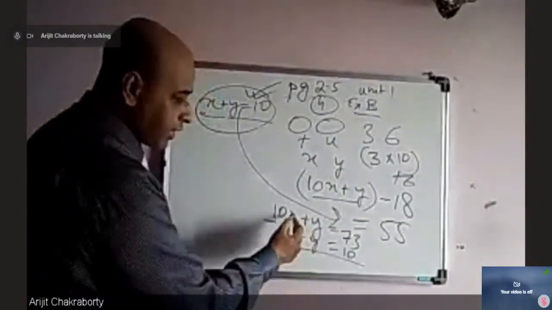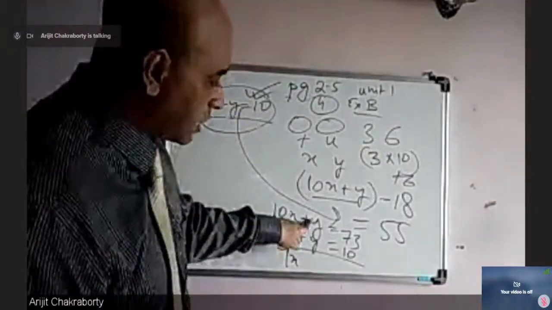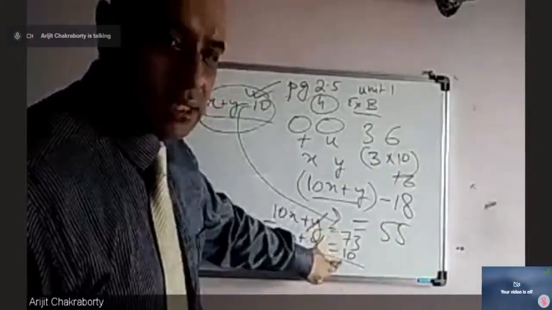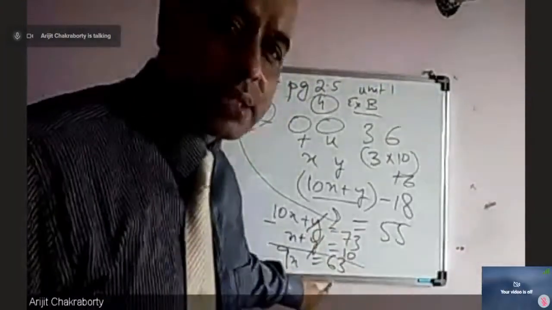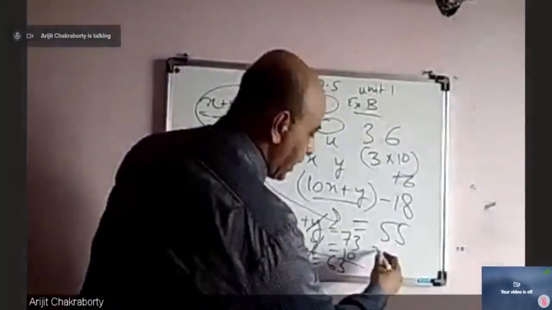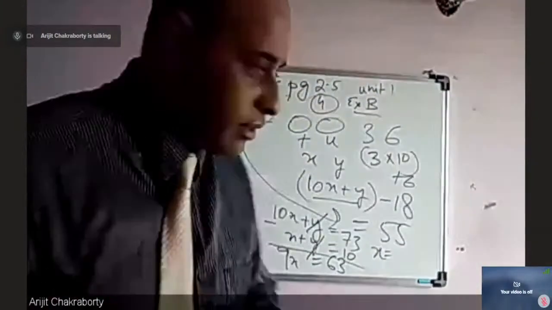So what happens? 10x minus x is 9x. Plus y minus y gets cancelled out. 73 minus 10 is 63. So we have 9x equal to 63. If 9x is 63, then x is equal to how much? 63 divided by 9, that is, x is 7.